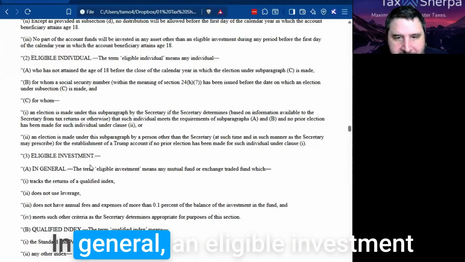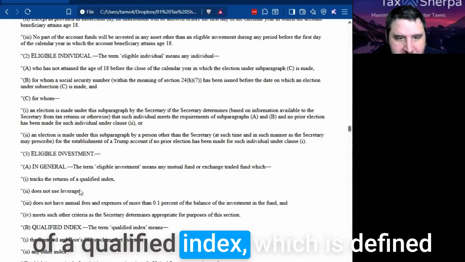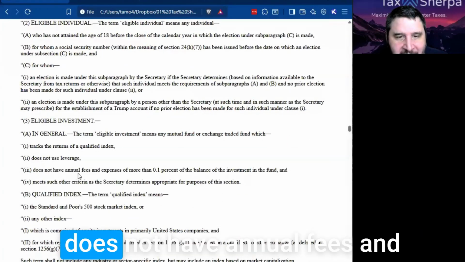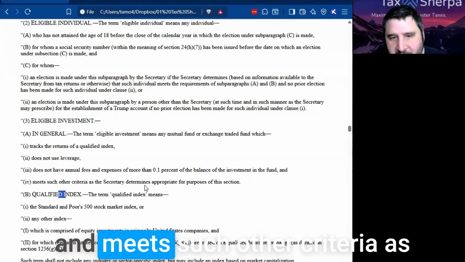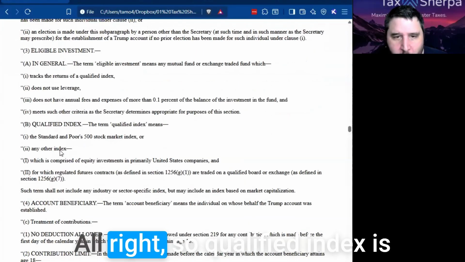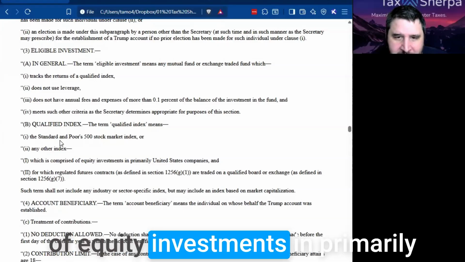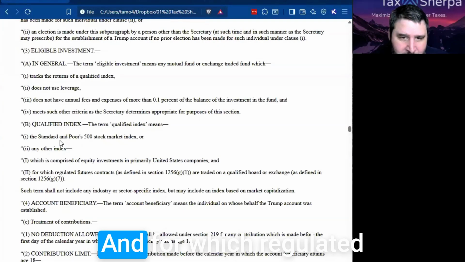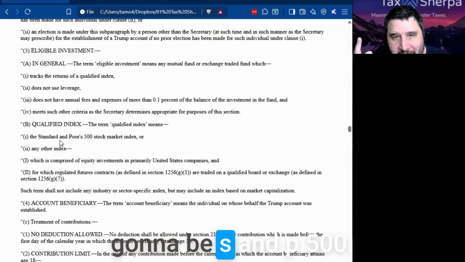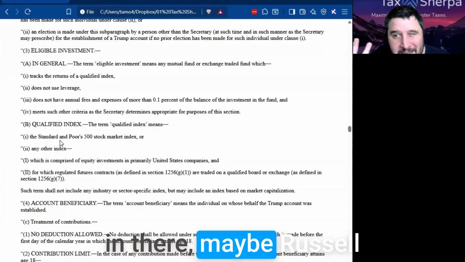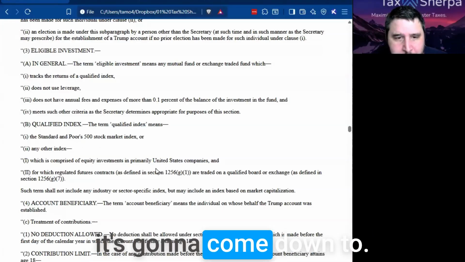Eligible investment. In general, an eligible investment means any mutual fund or exchange-traded fund which tracks the returns of a qualified index, which is defined down here, does not use leverage, does not have annual fees and expenses of more than 0.1% of the balance of the investment in the fund, and meets such other criteria as the Secretary may determine. All right, so a qualified index is going to be the S&P 500 or any other index which is comprised of equity investments in primarily United States companies and for which regulated futures contracts are traded on a qualified board or exchange. So basically, it can be the S&P 500. We'll probably get the NASDAQ in there, maybe Russell 2000 kind of stuff, but it's going to be the big indices, basically, is what it's going to come down to.